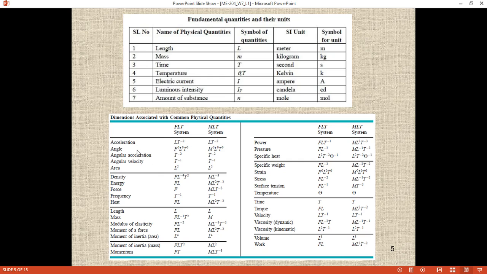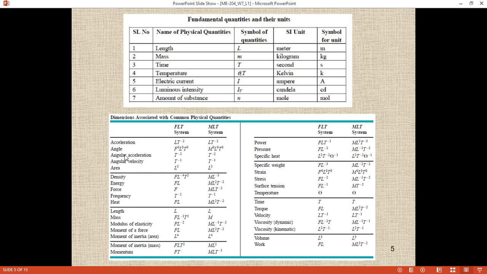We have mentioned here, if you convert acceleration into the basic dimensional form, the unit of acceleration is meter per second square. Meter is indicated with length L, and time square is indicated with T. Since we are using capital M for mass, not small m, please keep that in mind. So the unit of acceleration is length per second square, giving T to the power minus 2. For angle, it is dimensionless, 0.